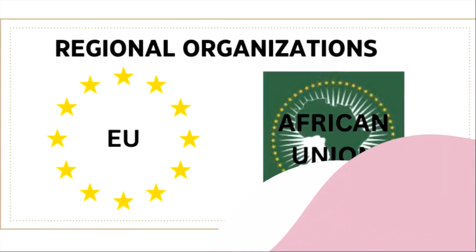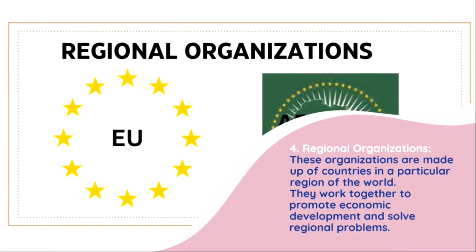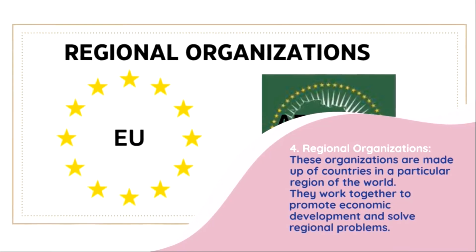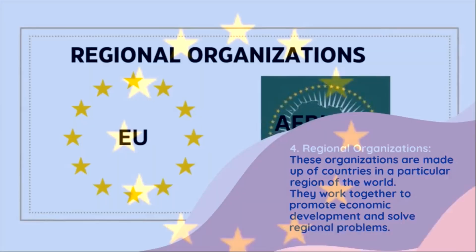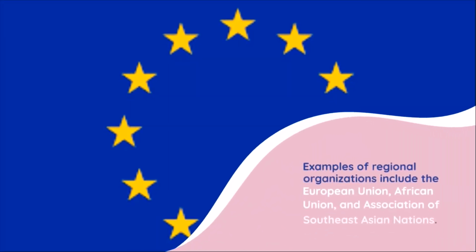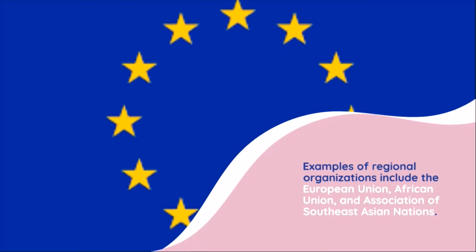4. Regional organizations. These organizations are made up of countries in a particular region of the world. They work together to promote economic development and solve regional problems. Examples of regional organizations include the European Union, African Union, and Association of Southeast Asian Nations.